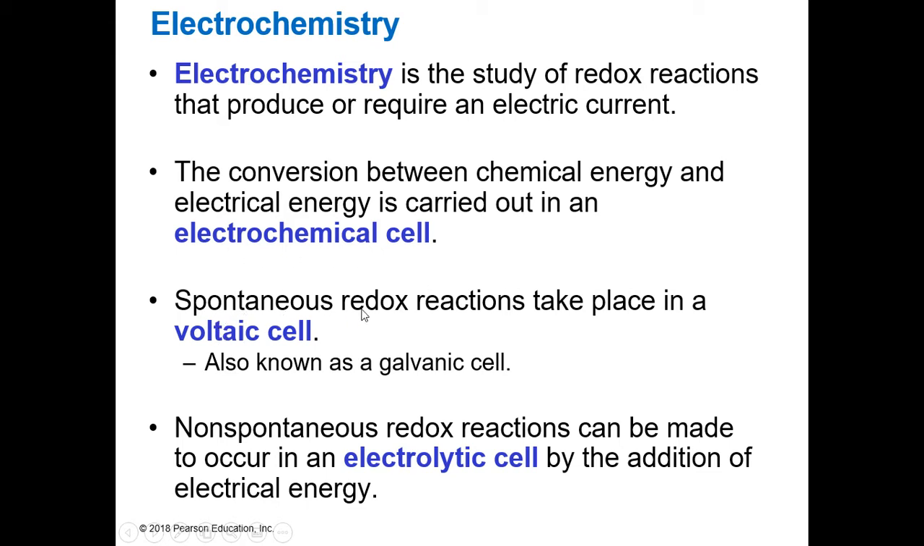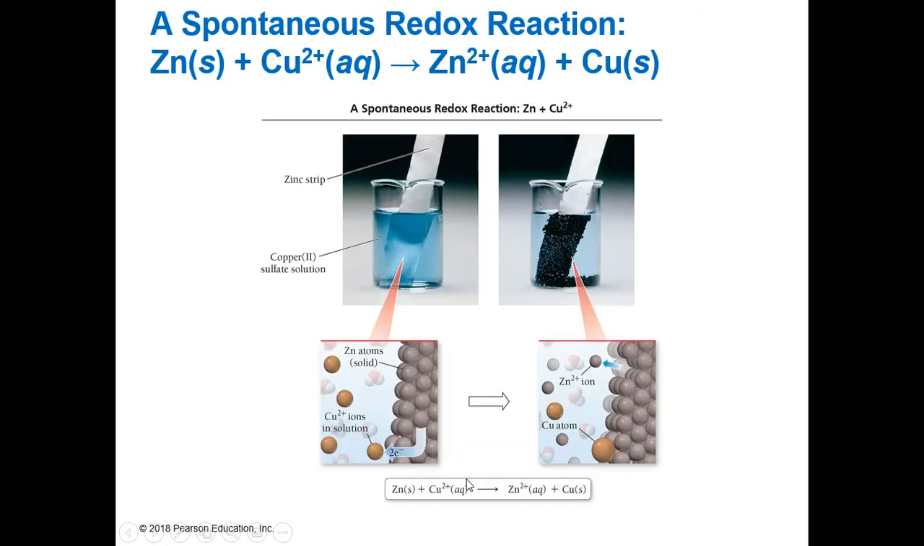If this is spontaneous, so if this reaction is going to happen no matter what, we call this a voltaic cell. We can also call it a galvanic cell, but this is if it's spontaneous. You'll hear me say voltaic cell. If it's not spontaneous, that means we need to add some electrical energy to make it spontaneous, that is an electrolytic cell. So if it's spontaneous, it's voltaic. If it's non-spontaneous, it's electrolytic.